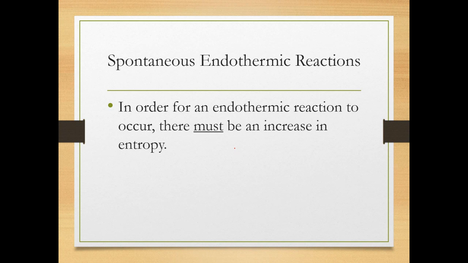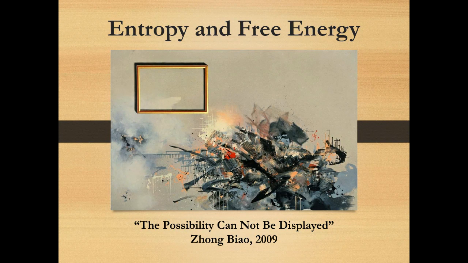So in order for an endothermic reaction to occur, there must be an increase in entropy. In other words, endothermic reactions are not favorable. Gaining heat energy is not favorable for a reaction, but the reaction can occur. Endothermic reactions do occur. So in order for an endothermic reaction to occur, you must have an increase in entropy. There must be more randomness when the reaction occurs. So that's where we're going to stop for today.